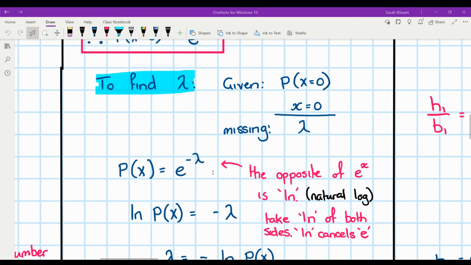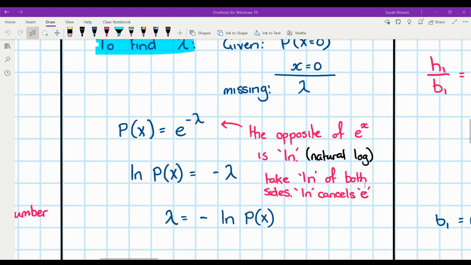And we remember that solving the power uses a log. However, because we're using e, the natural number, we actually need to use ln for our log, which is our natural log. Okay, so the opposite of e to the power of x, or in this case e to the negative lambda, is actually ln, the natural log.